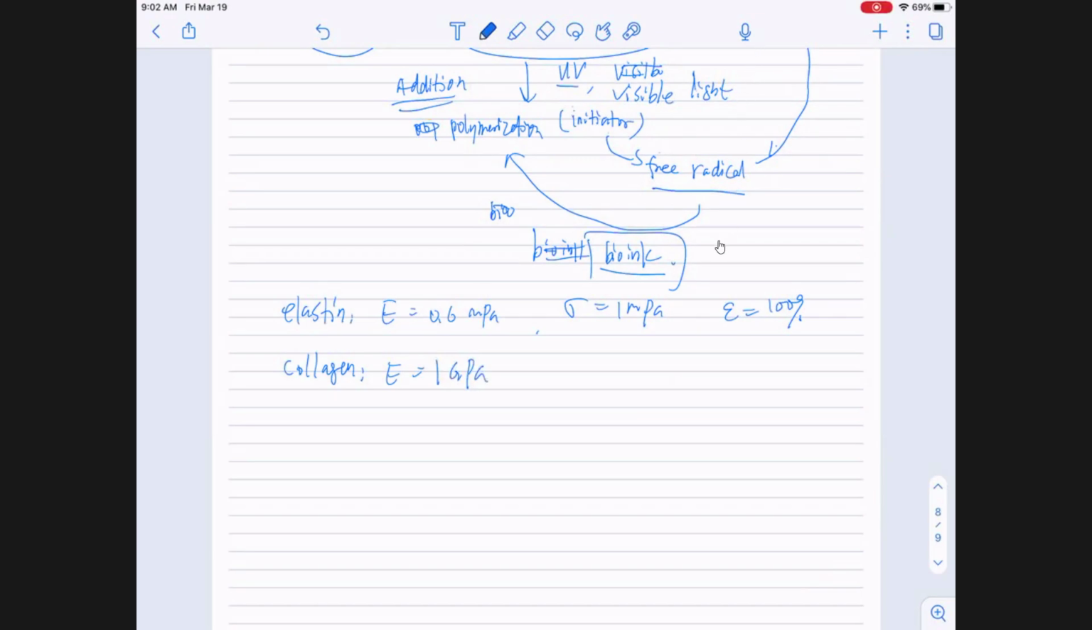And sigma depends on location, from 50 to 150 megapascal up to 1000 megapascal, and epsilon is around 10%. It doesn't depend, not like 100%, but generally it gives you an idea. Elastin can provide the elastic property, and collagen can give some stiffness. So you make them together.